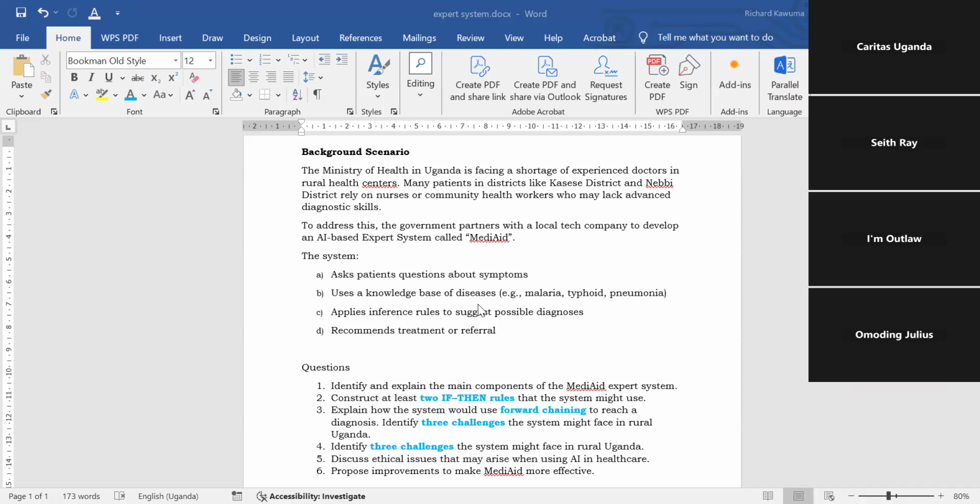Okay, so we are looking at expert systems, and now I want to look at a type of question which we can get in that area.